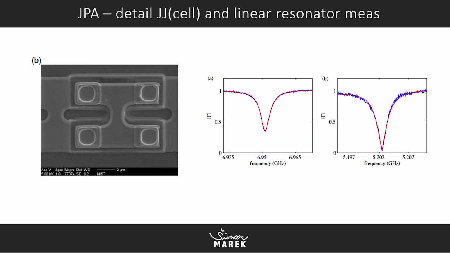So there is detail for one cell, really measuring the resonant frequency of the cell. The resonant frequency is typically like this. I think it's around 7 GHz.